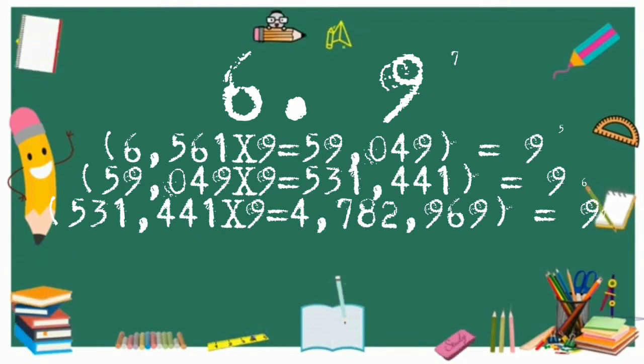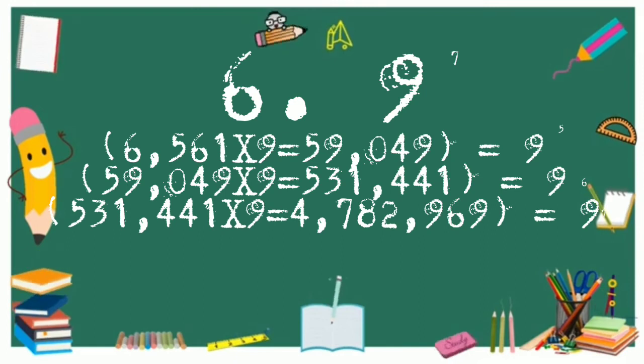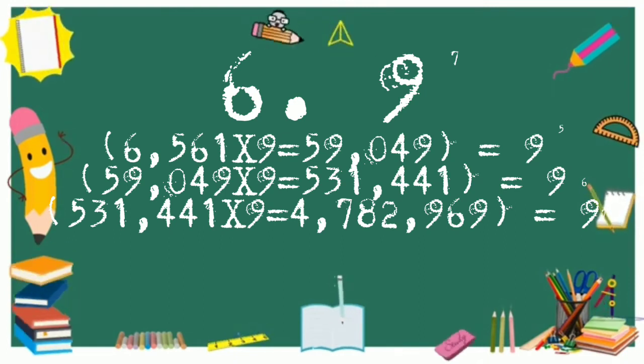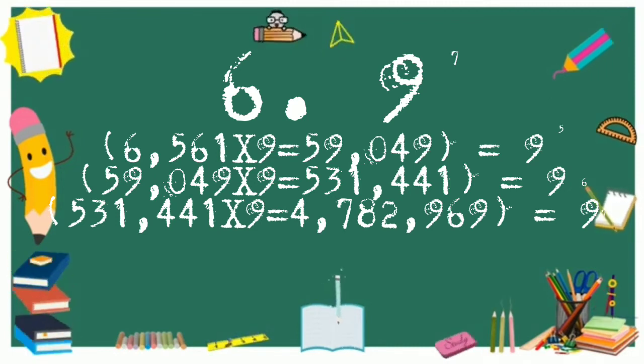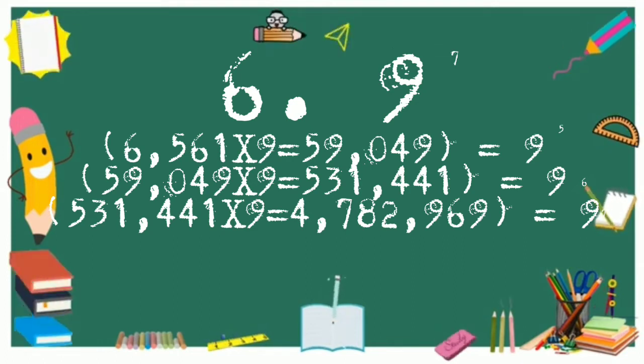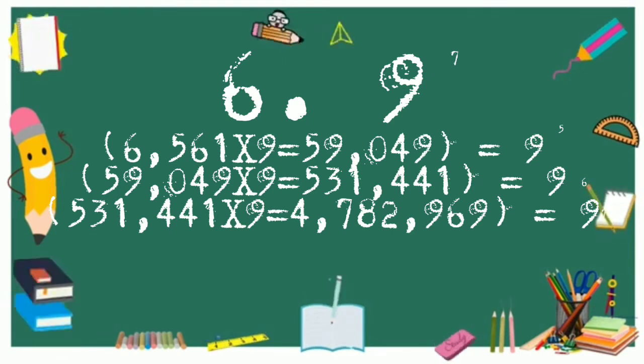And 6,561 times 9 is equal to 59,049, and it is equivalent to 9 raised to the power of 5. Now on our sixth step here, we have 59,049 times 9 is equal to 531,441, and it is equivalent to 9 raised to the power of 6.